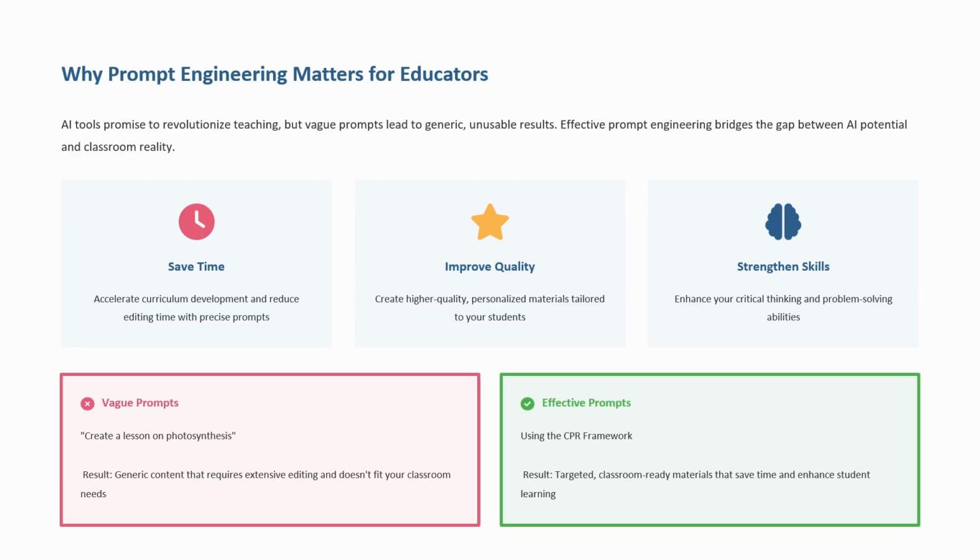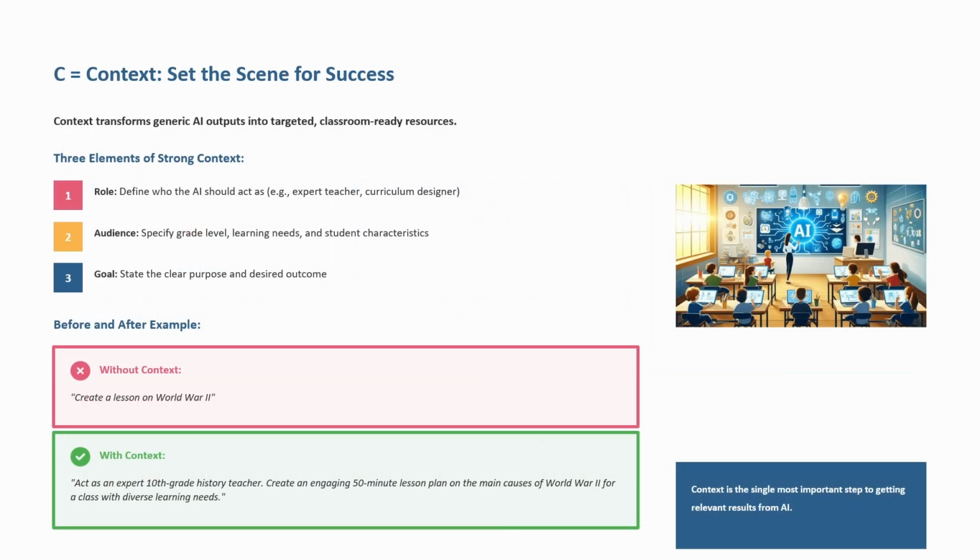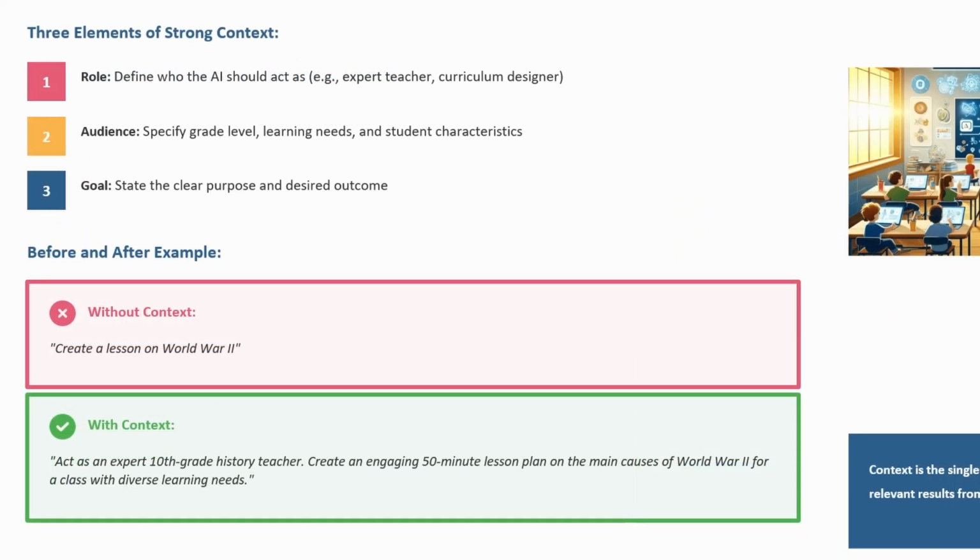Let's dive in. The first and most important step in the CPR framework is C for context. An AI is a powerful tool, but it lacks the background knowledge we take for granted. It doesn't know your grade level, your students' needs, or your teaching goals unless you tell it. Look at the before example on the slide. Create a lesson on World War II. This is far too vague. The AI has no idea if this is for second graders or college students. The result will be generic and likely unusable.